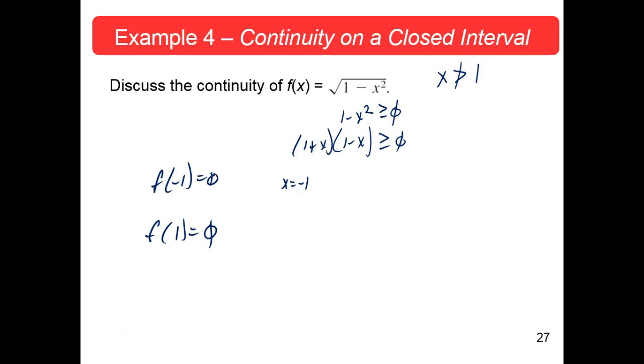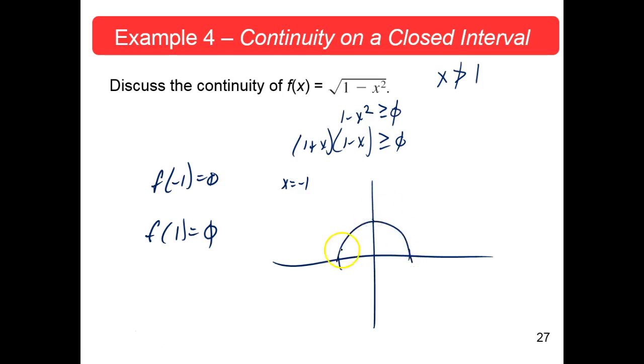How about in between there? Is it defined there? Sure, because anything in between these, let's say a value like zero, in between +1 and -1, that's defined. 1/2 would be 1 minus 1/4. Yeah, that's 3/4. 1 minus (-1/2) squared would be 3/4. Yeah. Everything in between these two is defined. Someone want to hazard a guess what shape that would be? It would be the half circle. Half a circle. That's going to be your semicircle from -1 to 1.